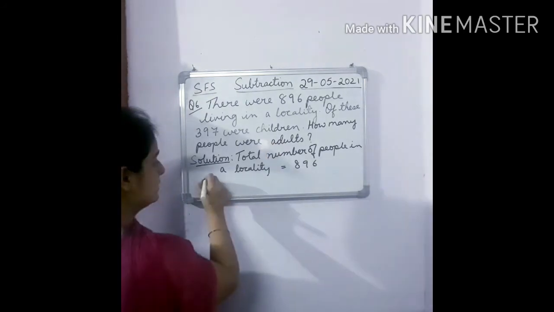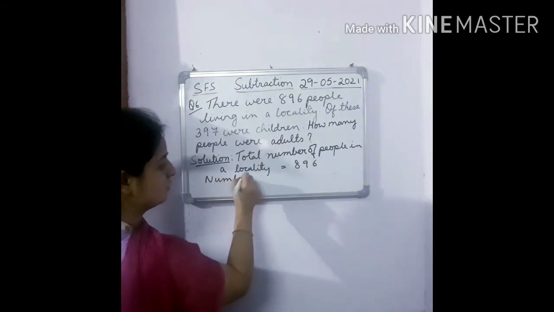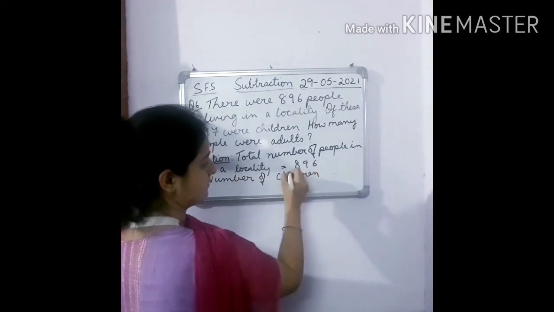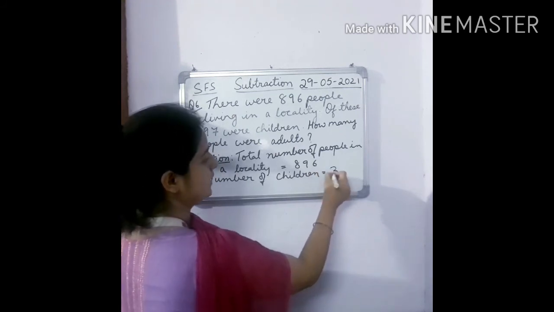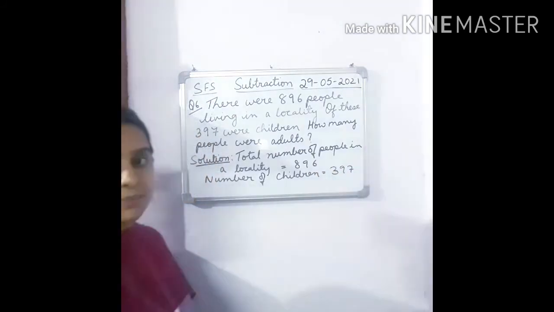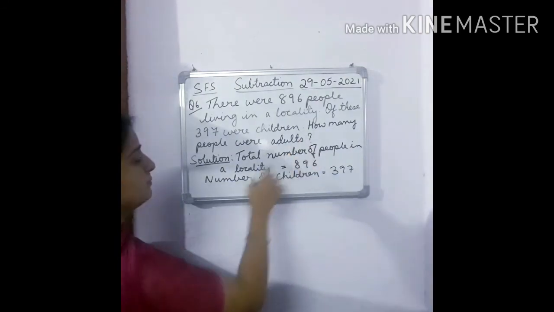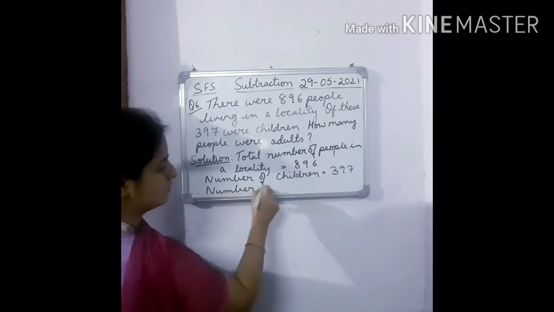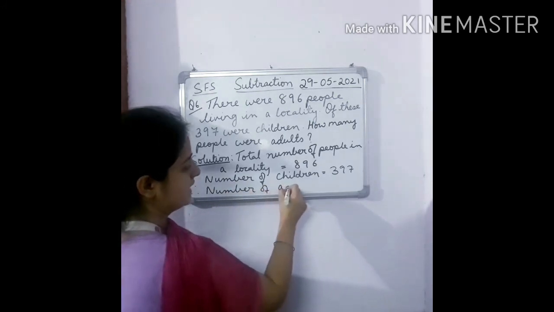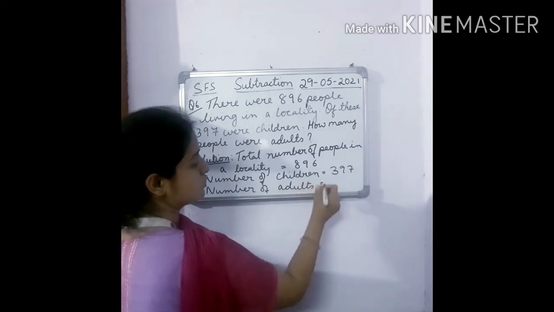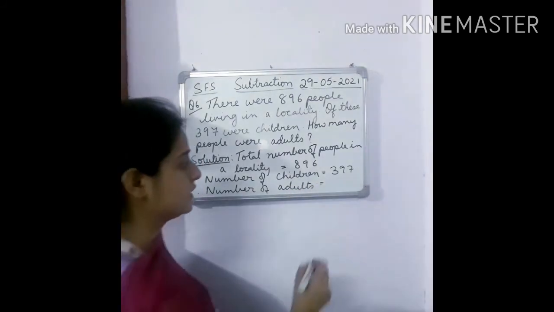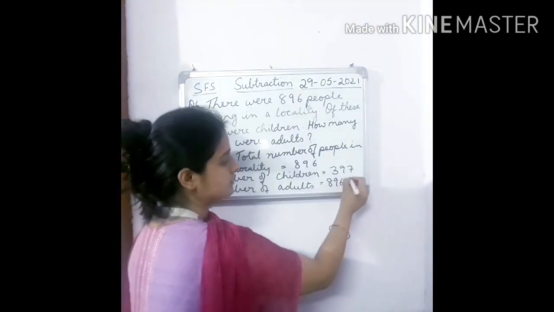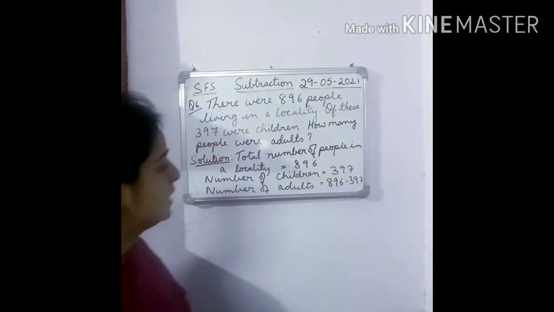So we can write number of children. How many children? 397. So what are we supposed to find, children? How many people were adults? Therefore, number of adults. So when we are going to find the other part, what are we going to do? Total minus, that is 896 minus 397. So let's do this subtraction.